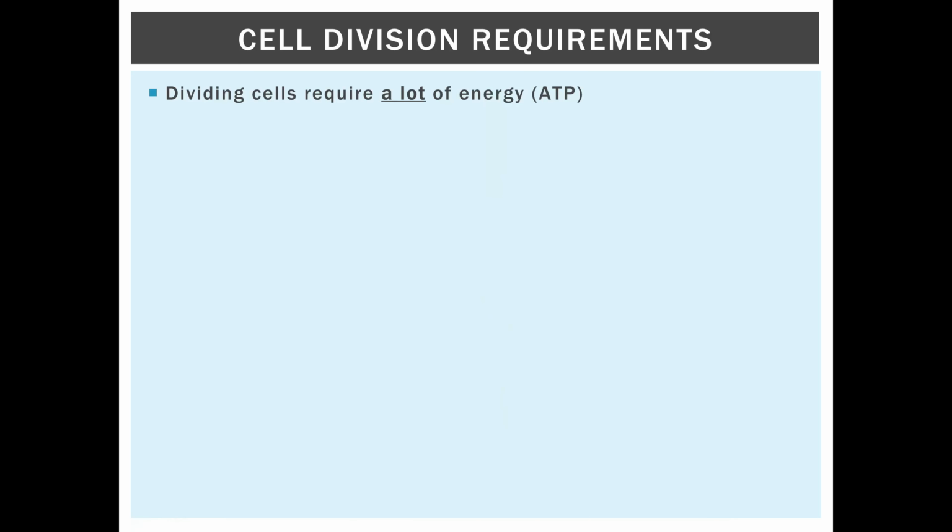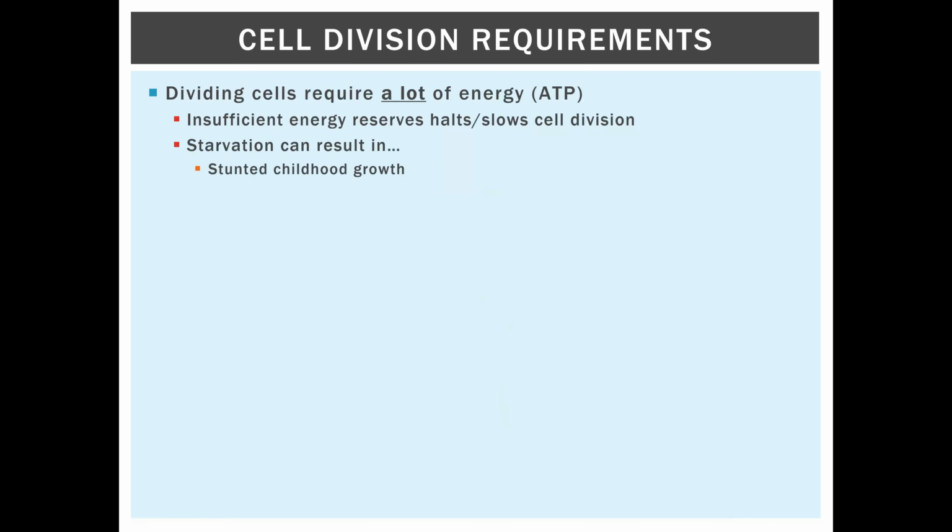So dividing a cell requires a lot of energy in the form of ATP. So it's a very energy intense process. So if you don't have enough energy reserves, then your cell division is going to slow down or stop altogether. So what does this mean? If you have a case of starvation where someone is not getting enough nutrients, not getting enough calories, this could result in stunted childhood growth, because you have a lot of cell division that takes place while you're a child growing into an adult. You know, the body itself is getting larger, so you can imagine the amount of cell division going on.